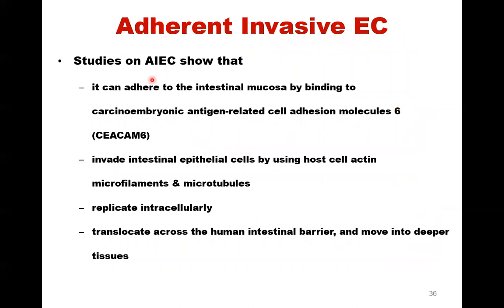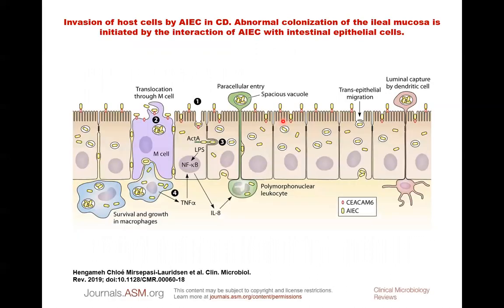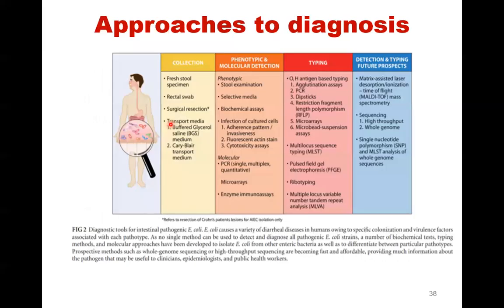Studies on this particular strain show that it can adhere to intestinal mucosa by binding to this receptor, carcinoembryonic antigen-related cell adhesion molecule 6, okay? So here you have a cartoon explaining how AIEC in Crohn's disease can, you know, lead to infection. So we've gone through the different strains, okay?